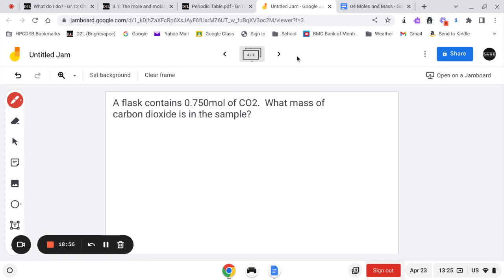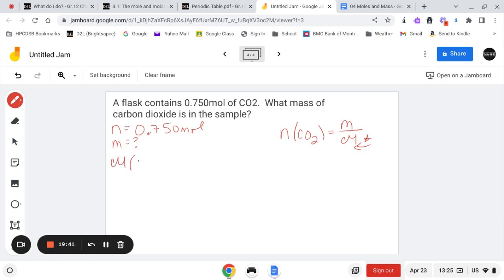Here's another example. It says a flask contains 0.750 moles of CO2. What mass of carbon dioxide is in the sample? So we know that my mole value is close to 1, okay, but not exactly. So it's 0.750 moles, 3/4 of a mole. They're asking us to solve for the actual mass of CO2, okay? And we know that our formula is moles of CO2 equals mass divided by molar mass. And we know they're not going to give us molar mass. We can calculate that. So we're going to need to.